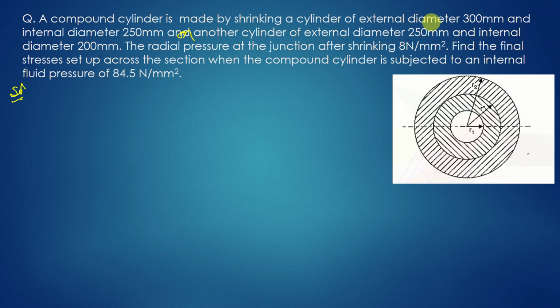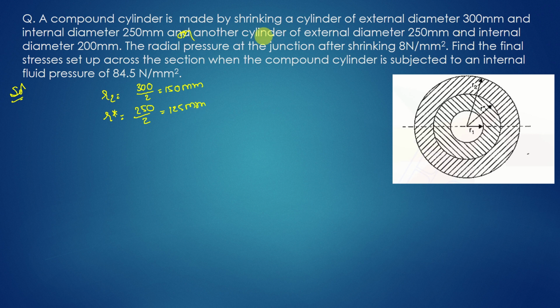Before that, let us write the data given. A compound cylinder is made by shrinking a cylinder of external diameter. So external diameter is given. Can you tell me what is the external radius, outer radius R2? R2 will be 300 by 2, external diameter by 2, that is 150 mm. Internal diameter is 250 mm. So the internal diameter of the outside cylinder is given, and with that you can find out R star. R star will be 250 by 2, because that is the diameter divided by 2, 125 mm.